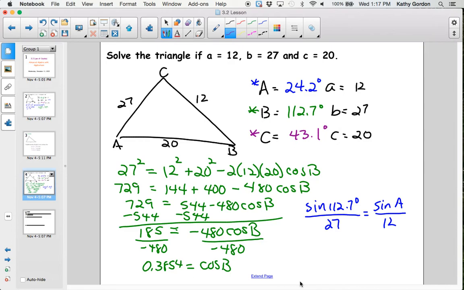One, because I gave you so much space, you should have plenty of room there that you can draw a little triangle if you need to, or draw a picture of what's going on, label what you know, and then use that to come up with the piece that you are being asked about.